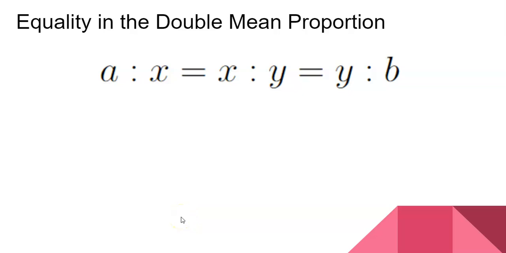Good day everyone, and welcome to the second video in a series illustrating the solution to the classical problem of doubling the cube. Now let's explore the double mean proportion, shall we? So this can be read as A is to X, as X is to Y, as Y is to B.